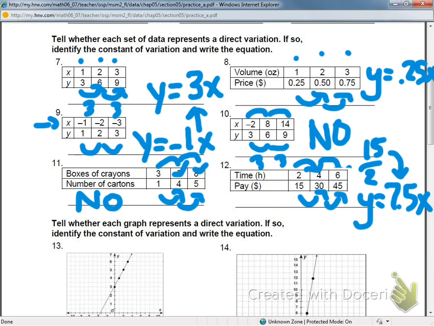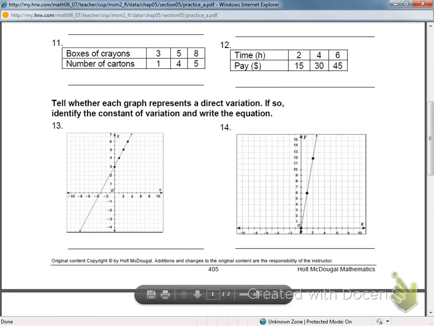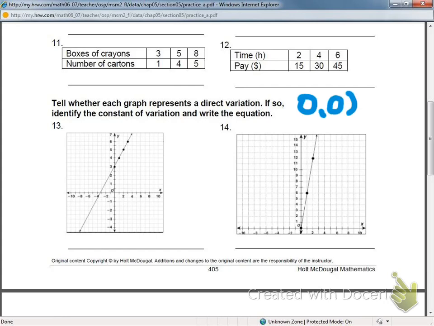Okay, let's scroll down to the bottom. Now we're going to identify and tell whether each graph represents a direct variation or not. So we need to think back to what makes it direct variation. Well, to be direct variation, it has to go through 0, 0, that's correct, and it has to have a constant slope. So it has to be increasing at the same rate. Constant rate, it has to go through 0, 0.